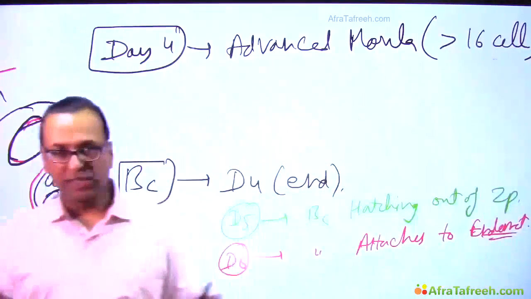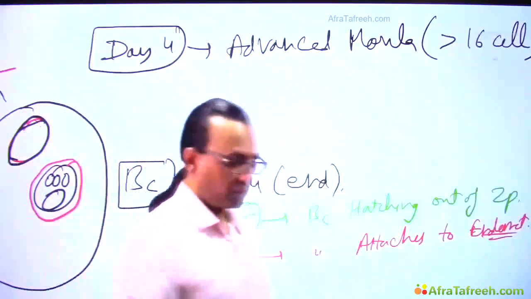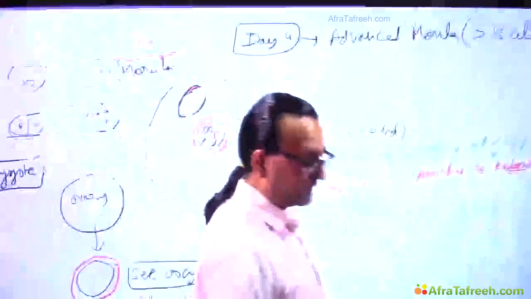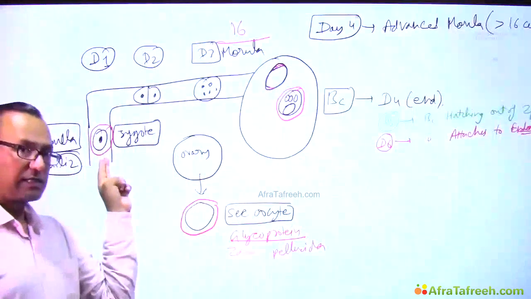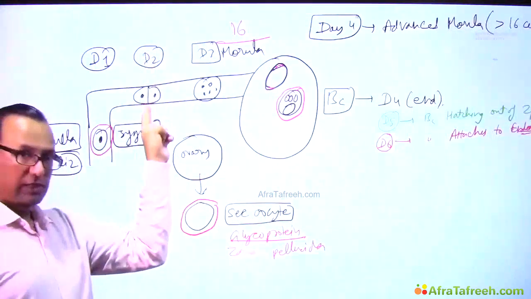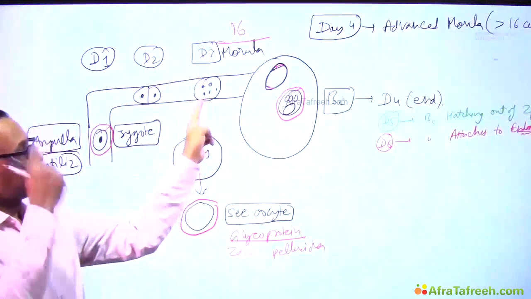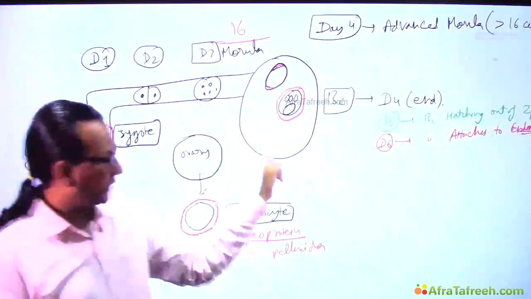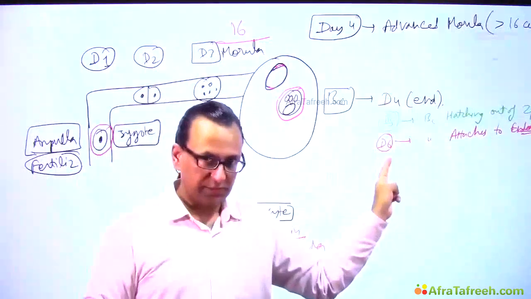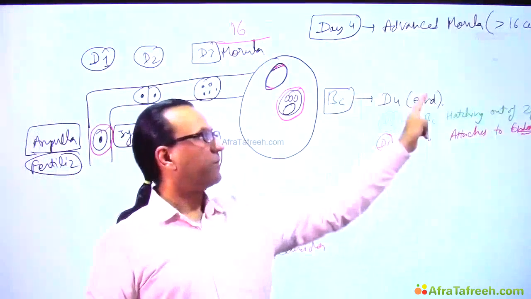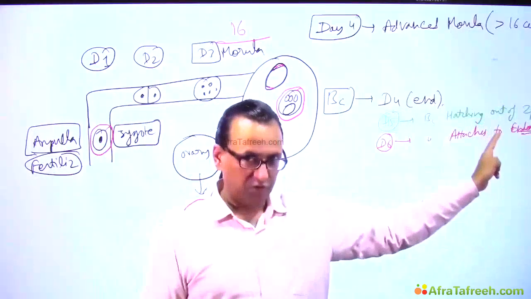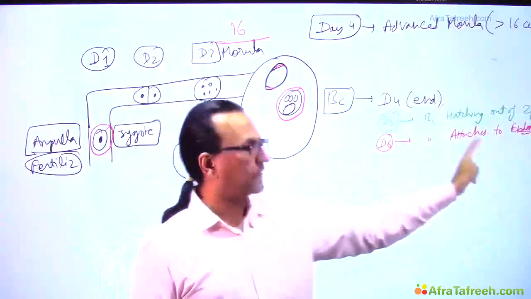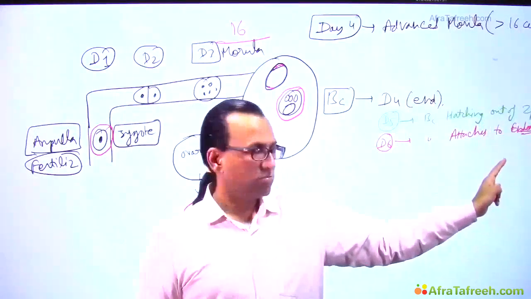See, this is the timeline which you are talking about. Day number 1, single cell stage, day number 2, two cell stage, day number 3, multicellular stage, and day number 4, 5, 6, it is the blastocyst. Day number 4, the blastocyst is found by the end of day number 4. Day number 5, it is hatching out of the zona pellucida. Day number 6, it will be attaching to the endometrium.